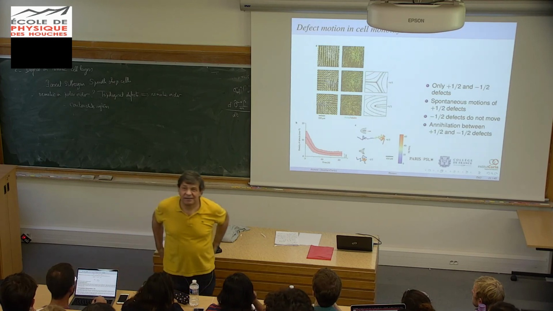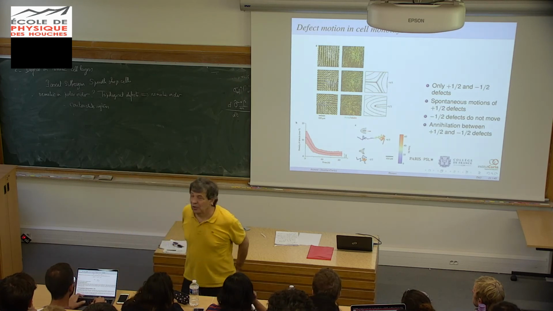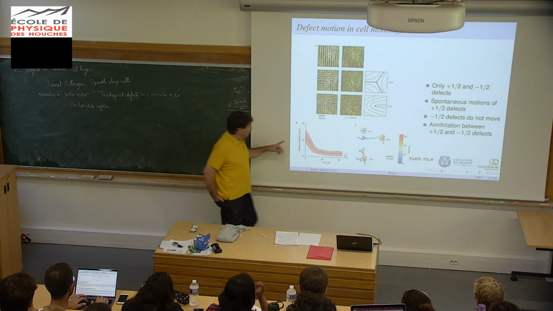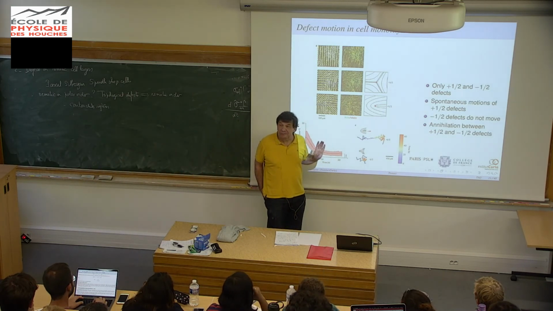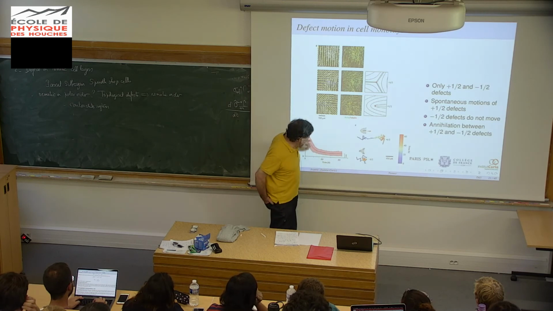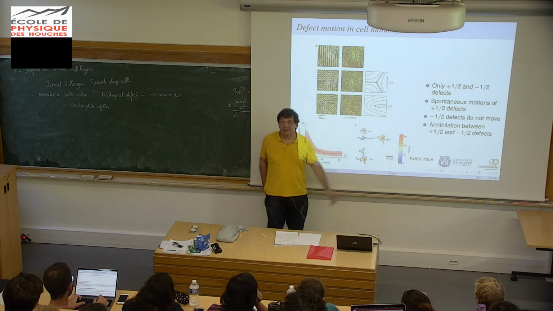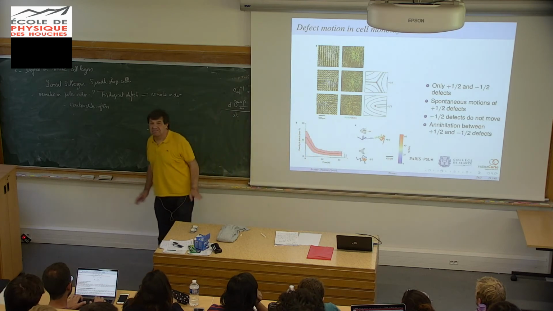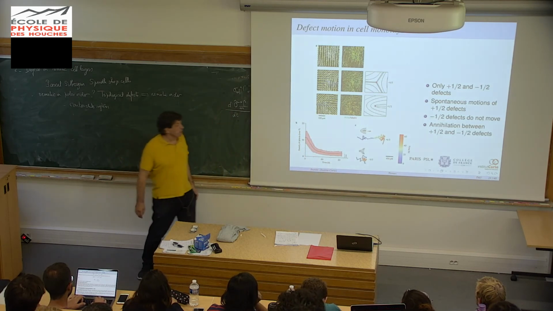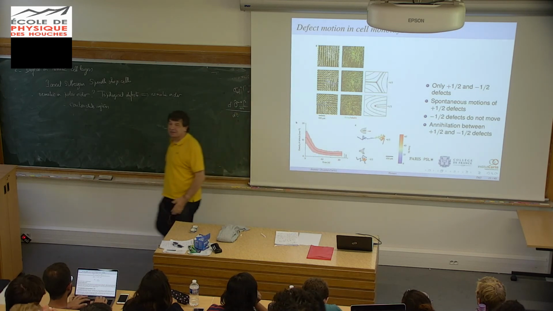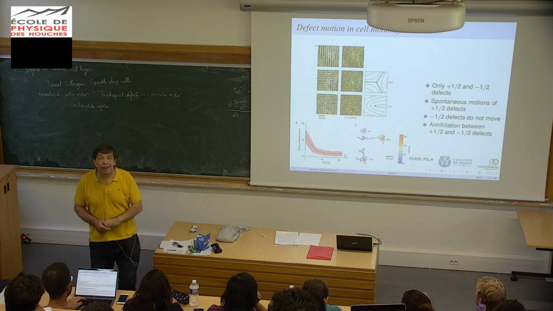Yes? Why is the number of defects not going to 0? The real answer is I don't know. There are defects that remain trapped here. Maybe if you wait longer, the number of defects will still decay. I'm not quite sure. It means at this point, annihilation or creation of defects just stops being efficient.